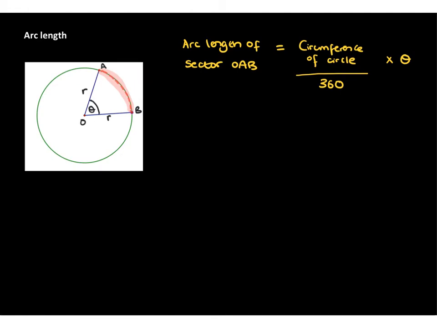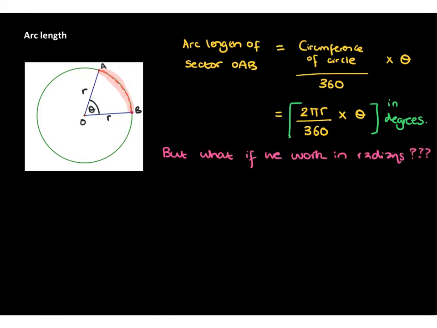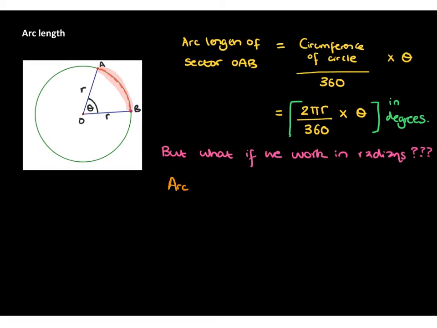So that's one way of working out the arc length, and that's what we're going to start with. So let's start substituting in information that we know. The circumference of a circle is 2 pi r, divided by 360 and then multiplied by theta. Now, of course, the whole point of this formula is that it is in degrees. But what happens if we work out the arc length in radians? So I'm going to take that formula for arc length and make sure that my angles are now in radians rather than in degrees.